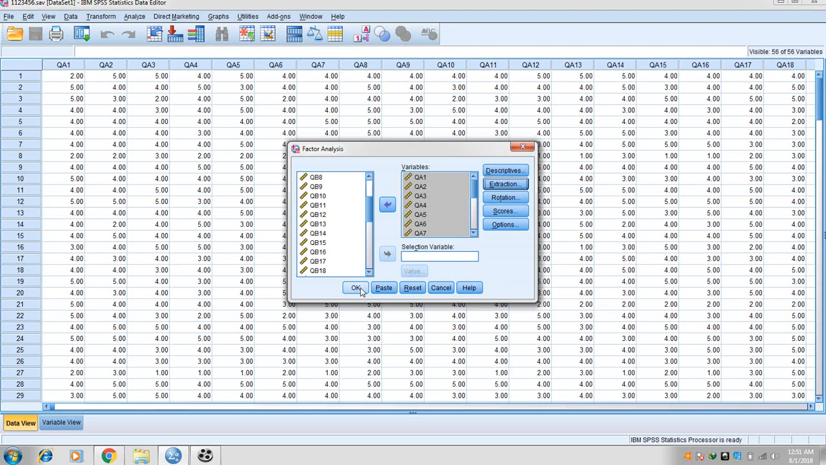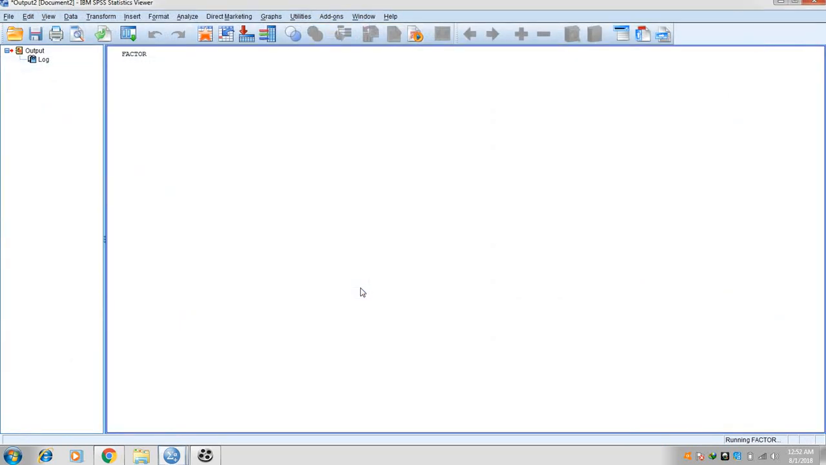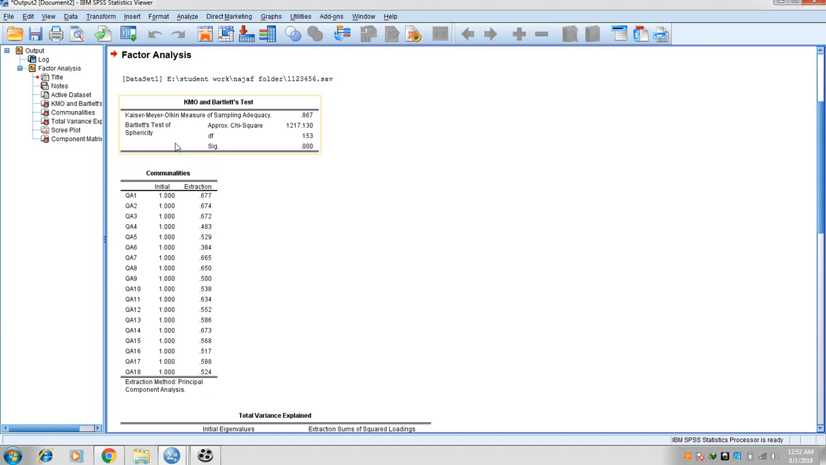When I click OK, this is the initial unrotated solution. Remember, the factor analysis should be run at least 2 times or more. So this is the first run. Here is the output. The Kaiser-Meyer-Olkin measure of sampling adequacy is 0.867, which is greater than 0.5, and Bartlett's test of sphericity is 1217, and it is significant, so our first condition is met.